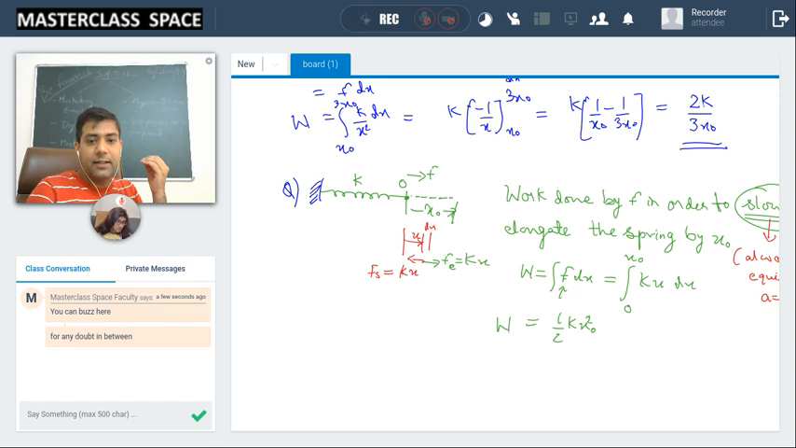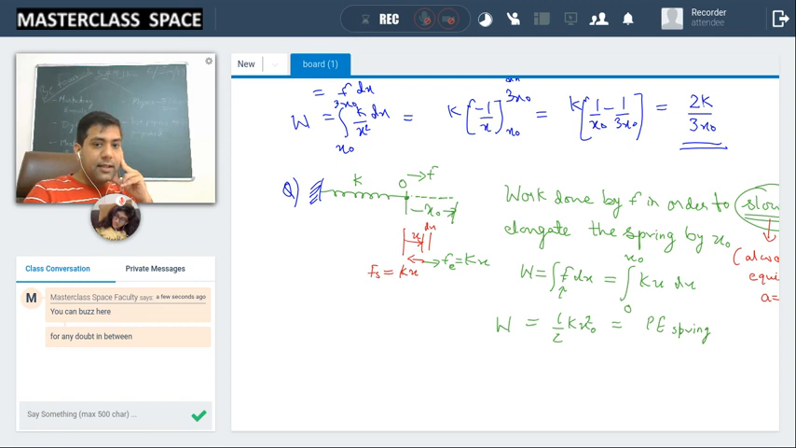This same work done by the external agent gets stored in the form of potential energy. That's why spring potential energy is half kx square, which we write when it is extended or compressed by x. So this is the potential energy stored in the spring also. Potential energy stored in the spring is half kx naught square. Got it? This is how you do it. Hope everything is clear now.